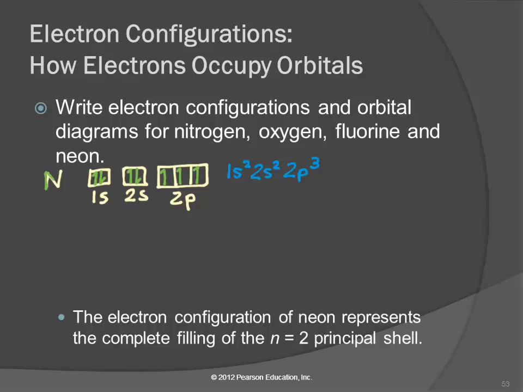So we're going to make nitrogen be green. And now we're going to do oxygen. We'll make oxygen orange. I don't know why. Oxygen's orange. Oxygen has one more electron than nitrogen. So the orbital diagram is going to be the same with one more electron.